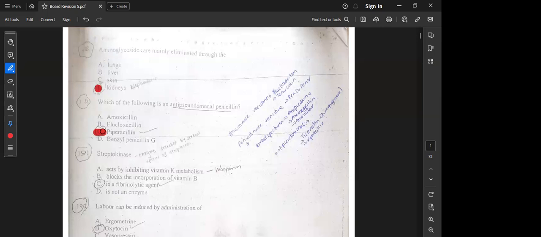But the anti-pseudomonas penicillins, such as carboxypenicillins and ureidopenicillins, are effective against Pseudomonas aeruginosa. For carboxypenicillins, we can remember carbenicillin and ticarcillin, and for ureidopenicillins the most important is piperacillin. You can remember ureidopenicillins with the PP.